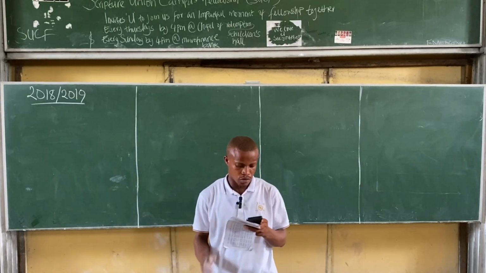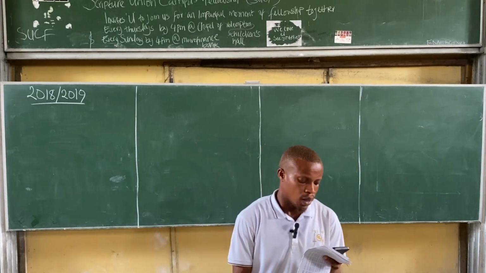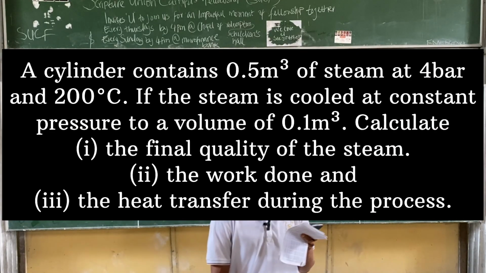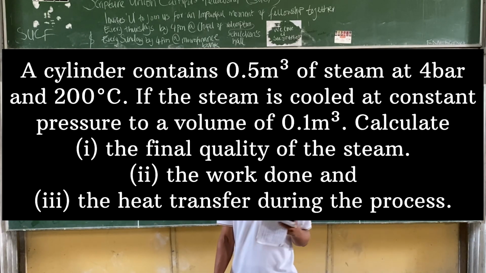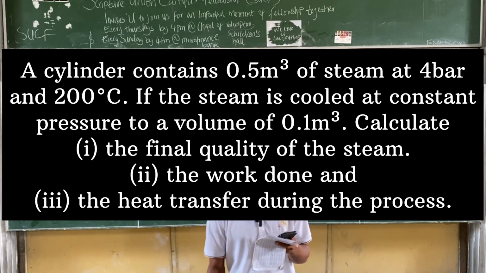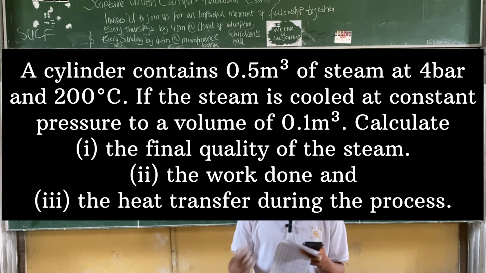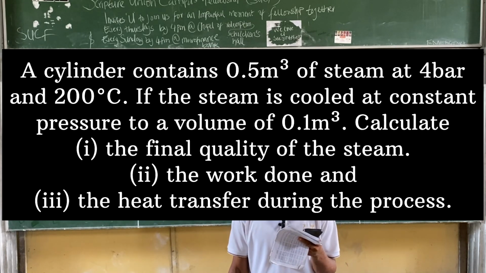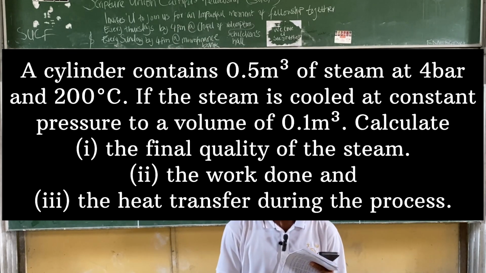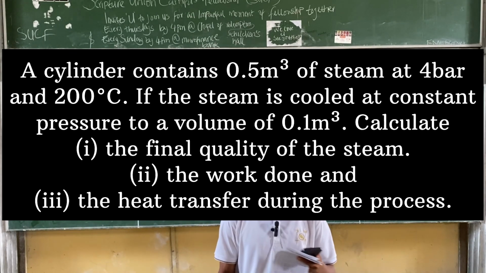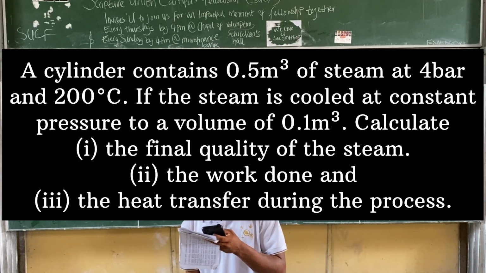Question 3b, still of past question 2018-2019. A cylinder contains 0.5 meter cube of steam at 4 bar and 200 degrees Celsius. If the steam is cooled at constant pressure to a volume of 0.1 meter cube, calculate: I, the final quality of the steam, II, the work done, III, the heat transfer during the process.